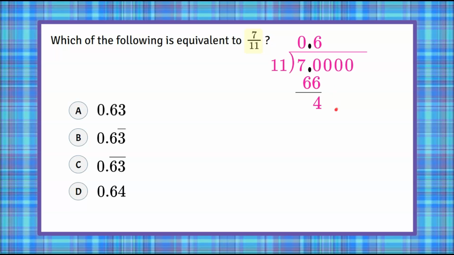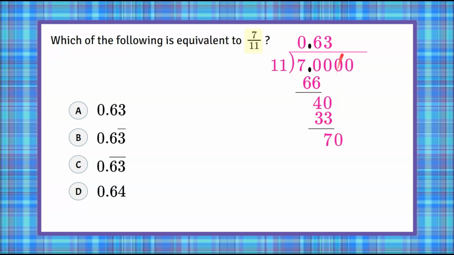All right, let's bring down our 0. We have 40. 11 goes into 40 3 times. 3 times 11 is 33. 40 subtract 33 is 7. Let's bring down a 0.